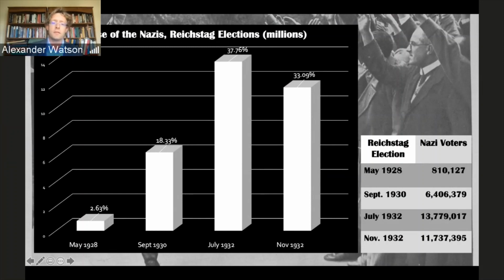And you can see that from this graph here. In May 1928, the Nazis were polling around 800,000 votes, just 2.63% of all those cast. Yet September 1930, they have a big boost. They become the second largest party in the parliament with 18% of the vote. And 2 years later, they double that vote to nearly 14 million, getting 37.76%. Huge percentage of the German population supporting the Nazi Party.